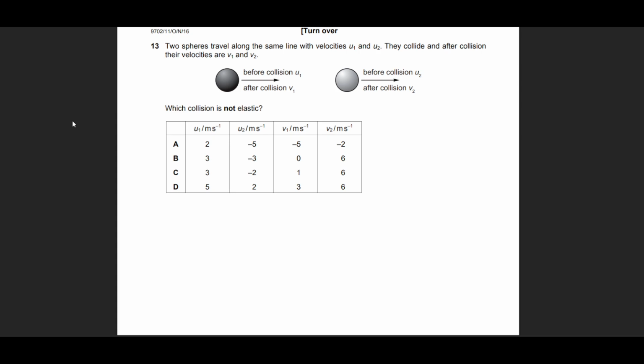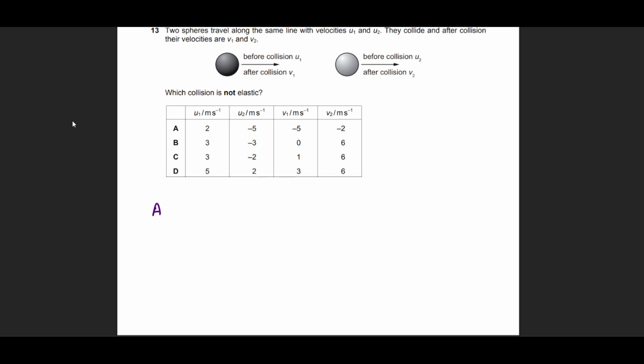Now in option A, we can see that u1 is 2 and u2 is minus 5. So what option A means is that before collision, the first object is moving towards the right side and the second is moving towards the left side. Similarly, after the collision, which is the after case, we have minus 5 and minus 2, which means that the first one is moving towards the left and the second one is also moving towards the left. So this is 2 meters per second. This is 5 meters per second.